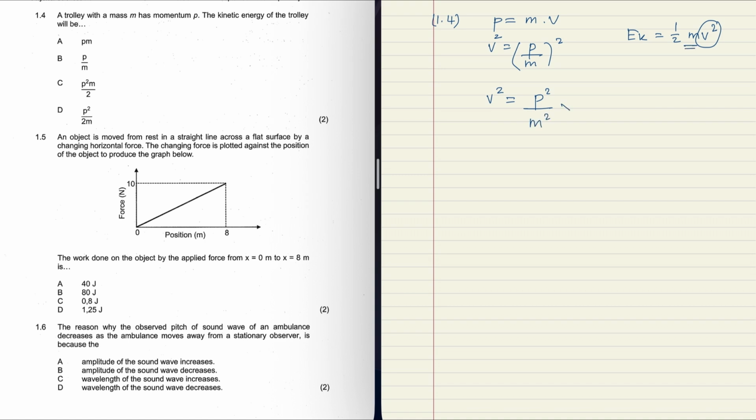So let's multiply both sides by m. So this m will cancel with that. I'm going to have mv squared is equal to p squared over m. Now we need the half. So I'm going to divide both sides by 2, and I'll divide this by 2. So Ek is equal to p squared over 2m. That answer is D.